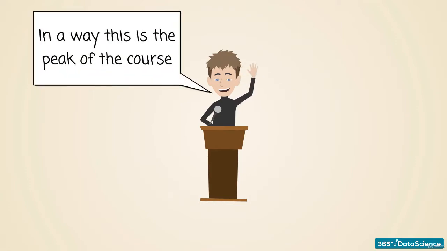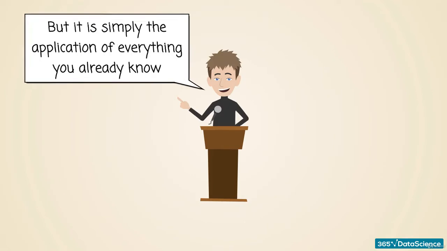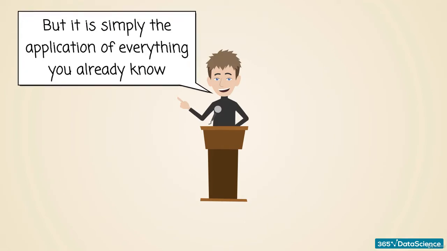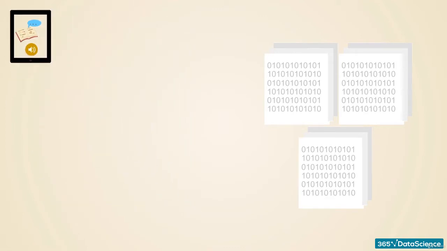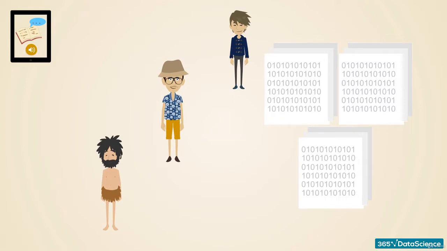In a way, this is the peak of the course, but it is simply the application of everything you already know. Here's the problem. You are given data from an audiobook app. Logically, it relates to the audio version of books only. Each customer in the database has made a purchase at least once. That's the condition to be included.